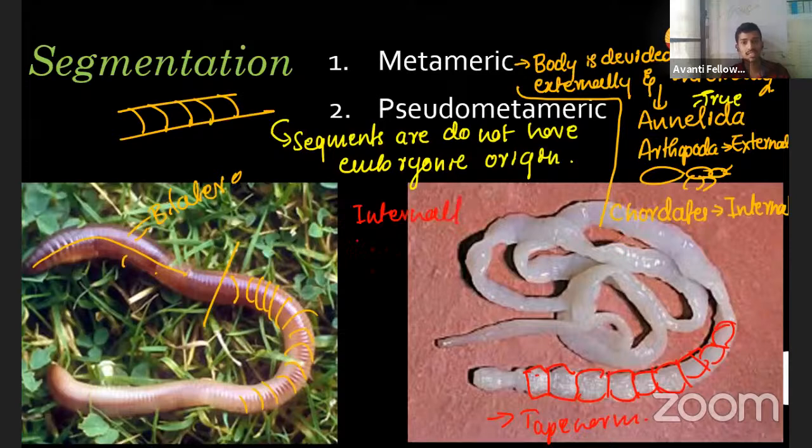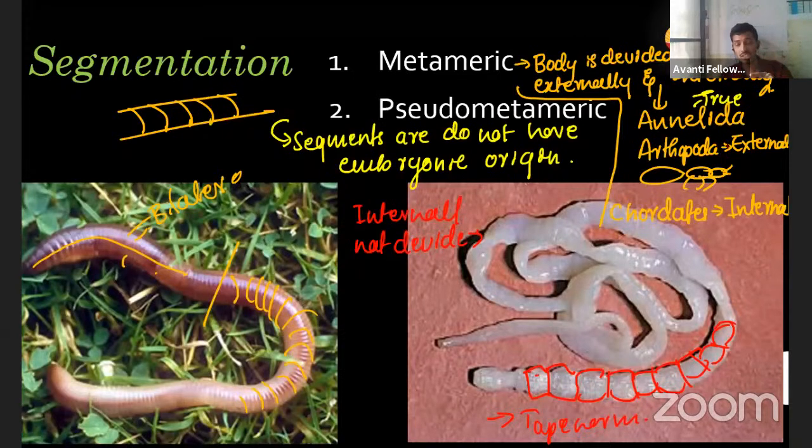So only externally. Okay. So you guys can ask. Then we can add arthropoda also in the pseudo metameric. Why we added arthropoda in metameric, but we are telling tapeworm in the pseudo metameric? So what is the reason for that? Okay. Arthropoda are mostly confined to the external, I told. They also have segmentation present inside the body, but this is not a complete one.